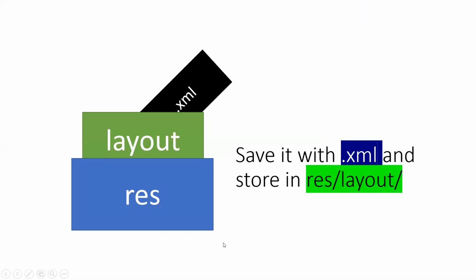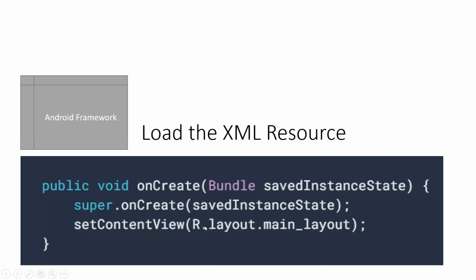Once you do that, what you are going to do is find the resource directory, and inside that directory find the layout directory, and save your file with the .xml extension and put it over there. This is what this slide indicates. Save it with .xml. This black thing is your XML file, and it should be in the layout directory, and the layout directory is further in the res directory. Now, how to load an XML resource? Up till this point, we have just created an XML file and saved it in a directory.